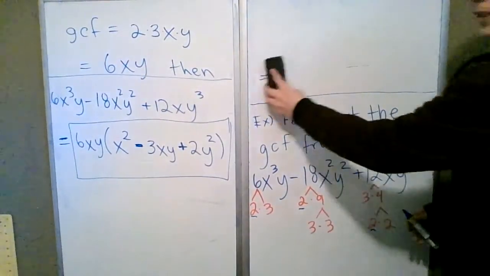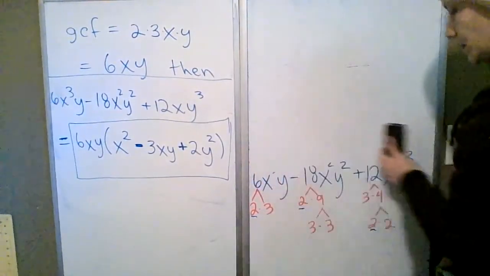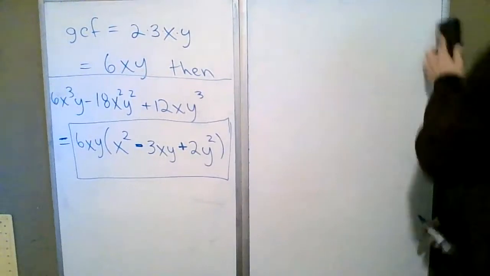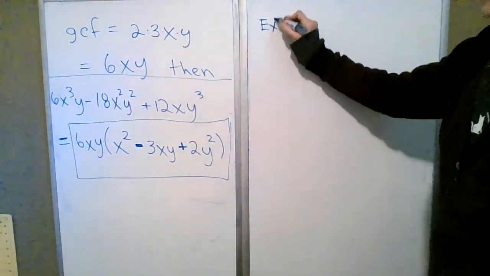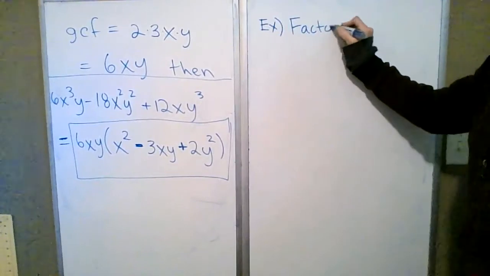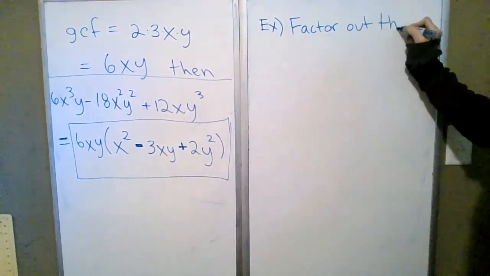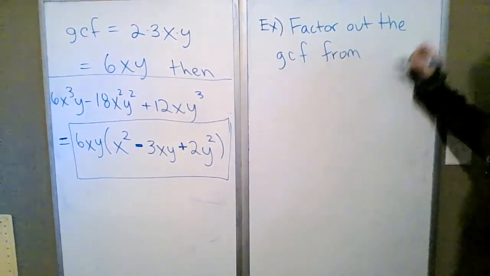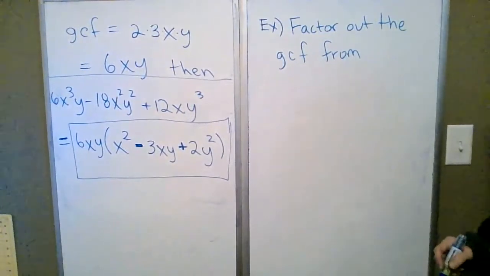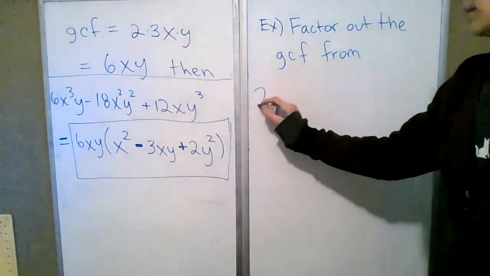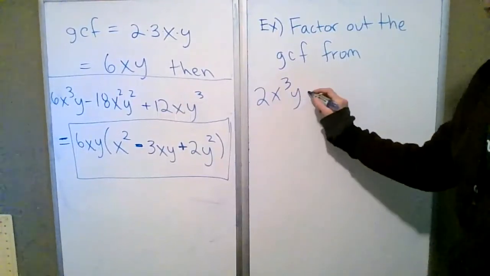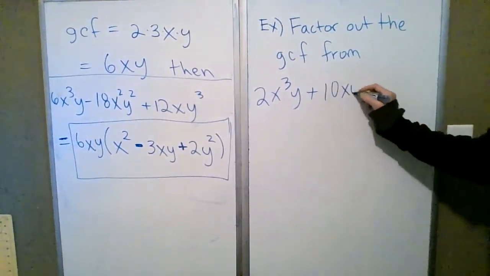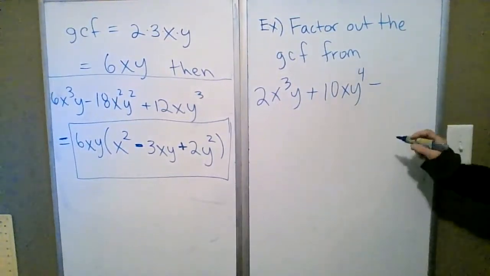Factor out the greatest common factor from 2x cubed y plus 10xy to the fourth minus 2xy.